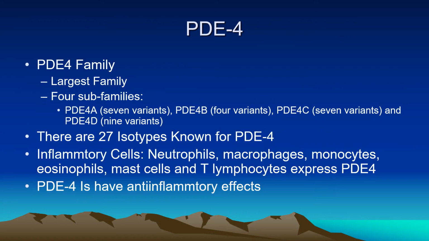Now let us have a look at phosphodiesterase 4 inhibitors. It is considered to be the largest family with 4 subfamilies A, B, C, D. Each has a number of variants, so almost 27 variants are known for this enzyme. Now, PDE4 is found in inflammatory cells and also in lungs, and therefore inhibition of PDE4 would have anti-inflammatory action.